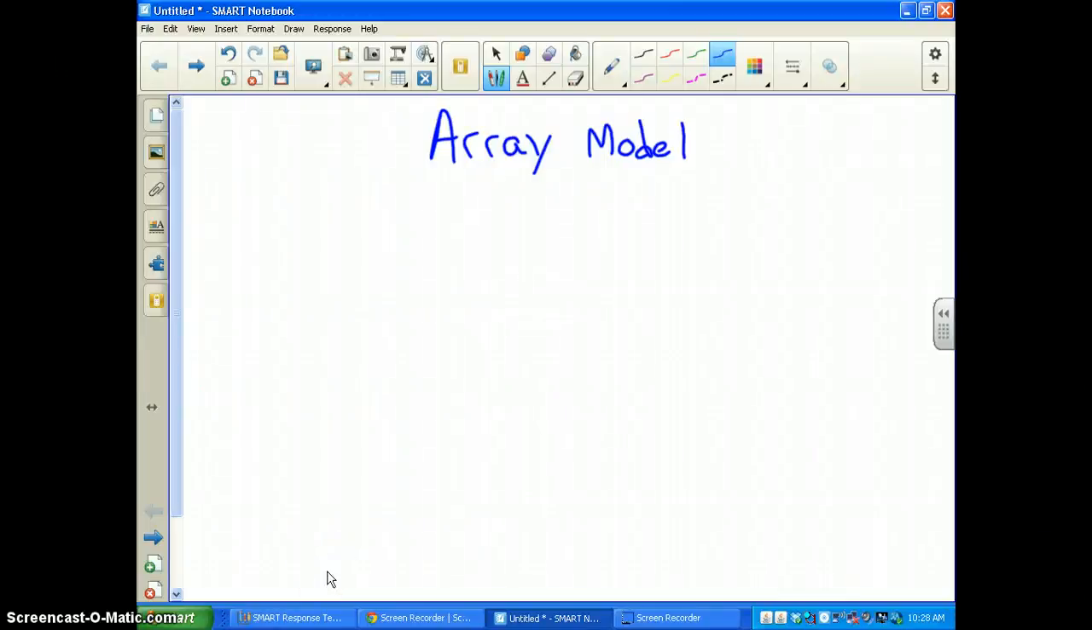Today what I'm going to show you is how to use the array model when multiplying numbers. What we'll do is start out with a 2 by 2 number, and then go on to a little harder 4 by 2 model, so that'll give you an idea of how to do it in different ways. Today we'll do 25 times 13, and we'll show how that works in the array model.